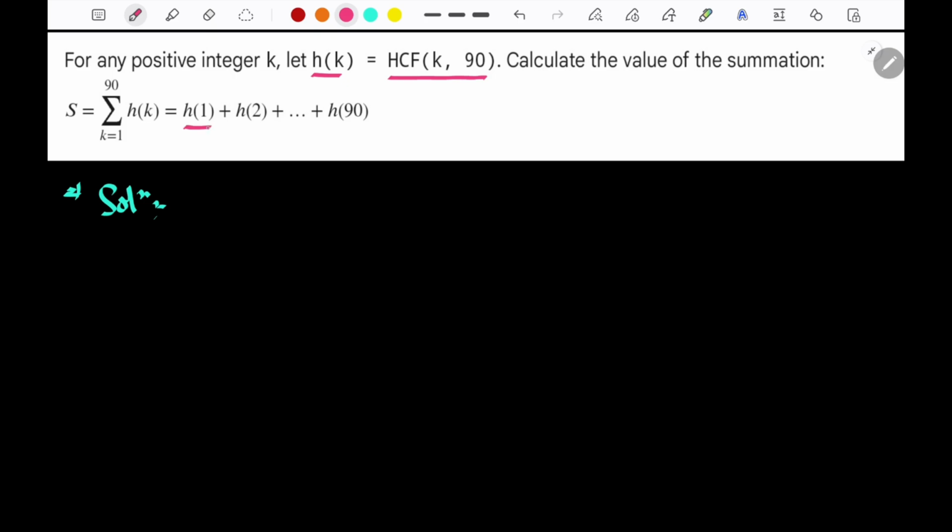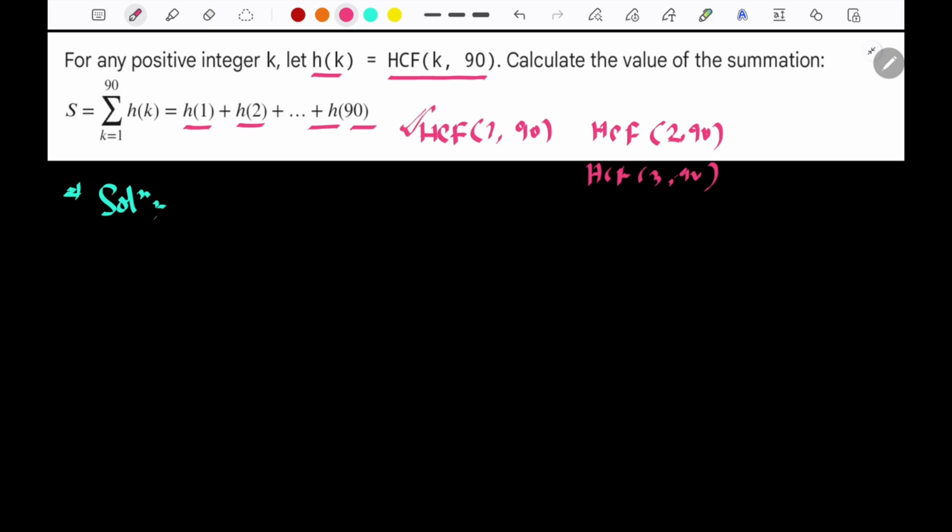But if we go for 1, 2, 3 up to 90, it will be very hectic. It means first we have to find HCF of 1 comma 90, then we have to find HCF of 2 comma 90, then we are required to find HCF of 3 comma 90, and then we need to add up. So this becomes a lot tedious.